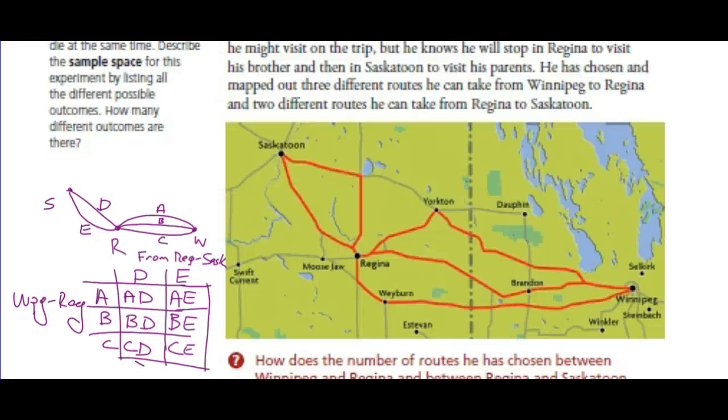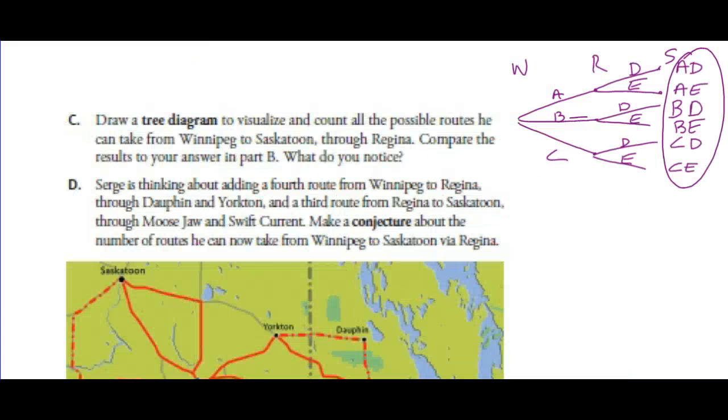Outcome tables are nice when there's only 2 things, because you can't do them if there's more than 2 things. Like if we were going Winnipeg to Regina, Regina to Saskatoon, then Saskatoon to Calgary or something, you can't list that in this table, because it's not 3-dimensional. We could make a 3-dimensional thing, but we could do it on a tree diagram. If we then had a route Saskatoon to Calgary, we could just grow the tree. So the tree can grow kind of infinitely. We can have a 3rd choice, a 4th choice, a 5th choice. An outcome table can only deal with 2.